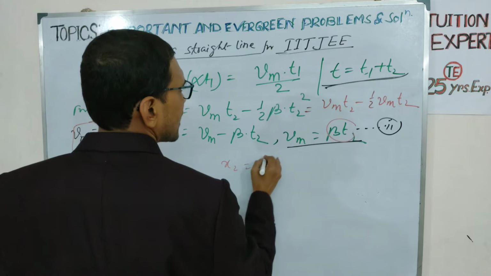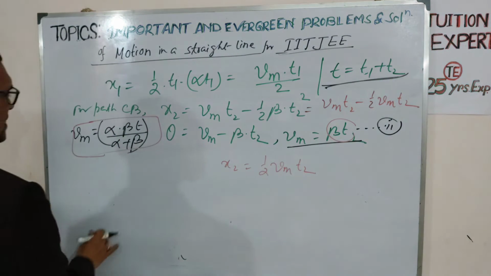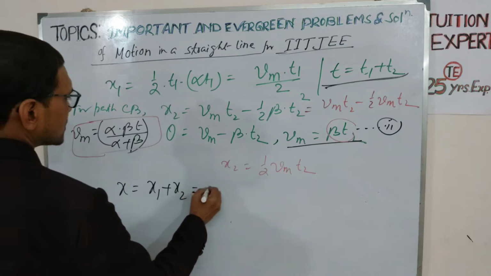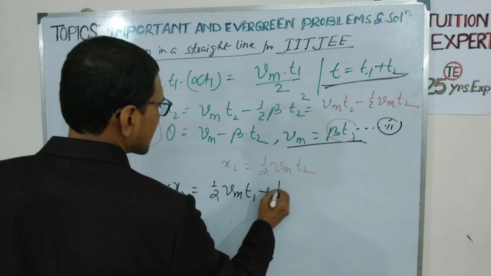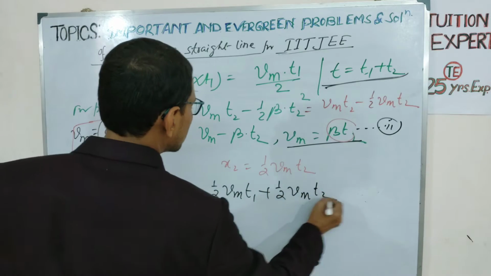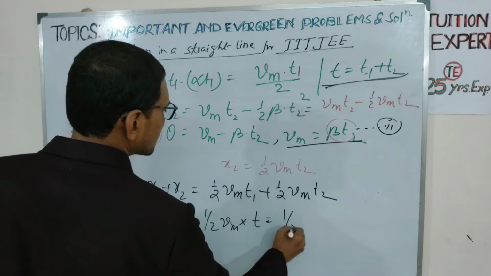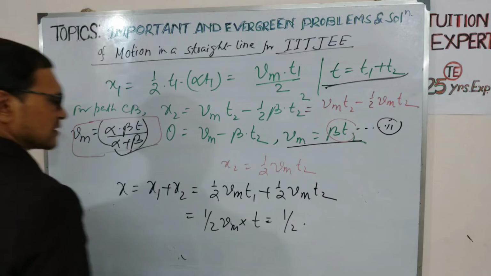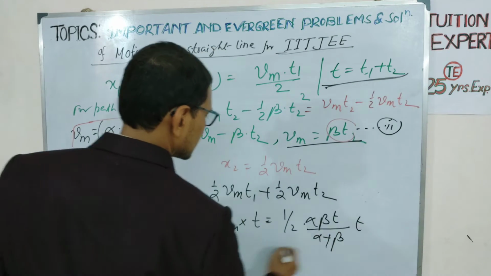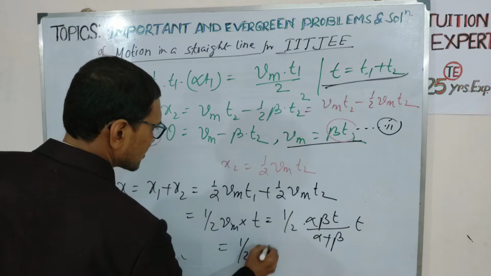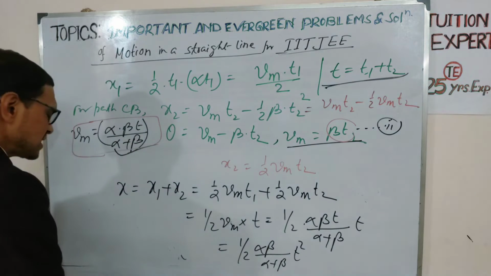Now the distance: x2 equal to half Vm t2. If total x1 plus x2 is equal to half Vm t1 plus half Vm t2, which is equal to half Vm times t1 plus t2, equal to t. Now put Vm equal to this. So this is the answer.